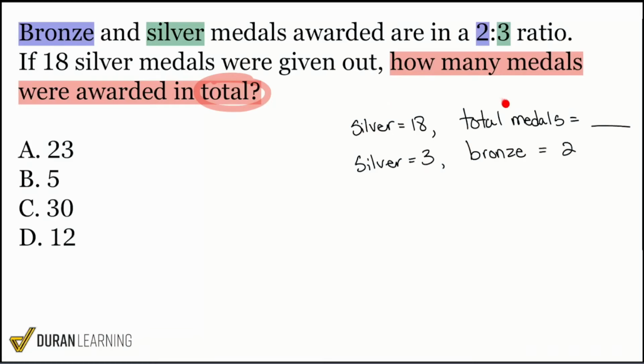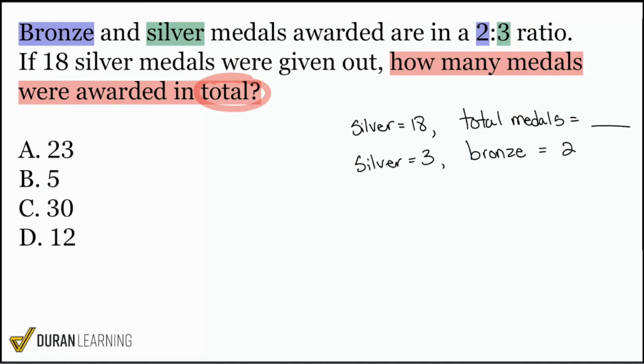We're doing silver to total, silver to bronze. That's a very big problem, because if you assume that this will work, you're not getting the total number of medals. You're actually getting bronze. So we have to be careful there, everybody.